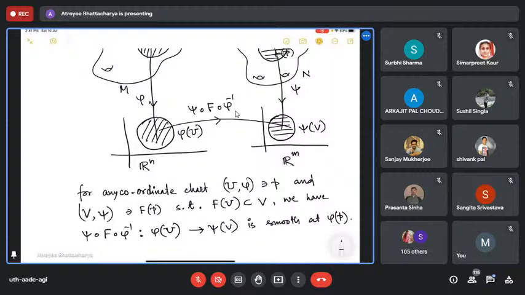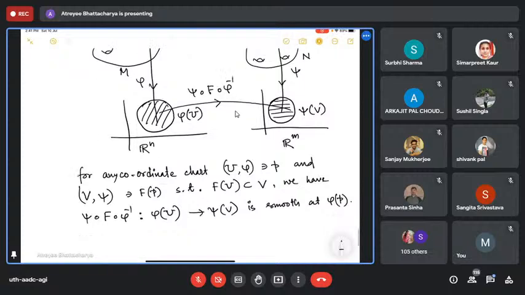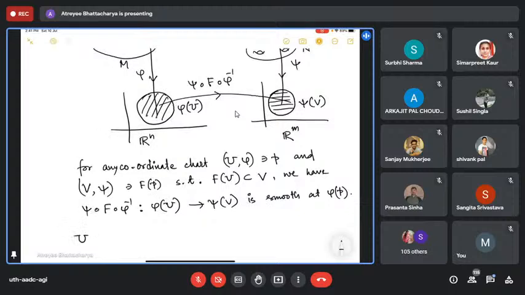And now again, there is nothing special about these charts, (U, phi) and (V, psi), on the manifolds M and N, right? We can choose different charts, and since they are all compatible, what will happen? Suppose I choose U1 again containing p. This will show the independence of this definition of chart. Suppose (V1, psi1) here containing F(p) satisfying similar properties.